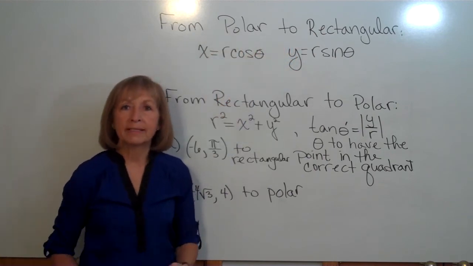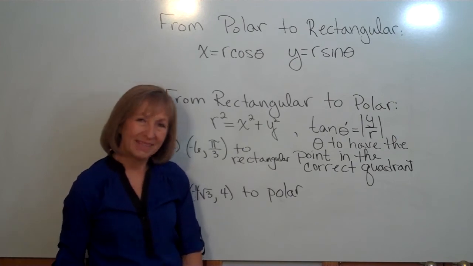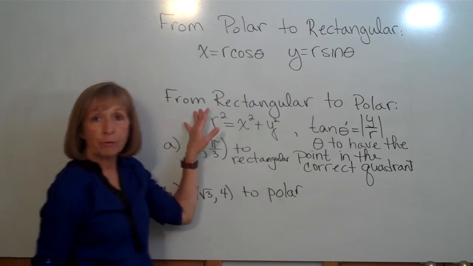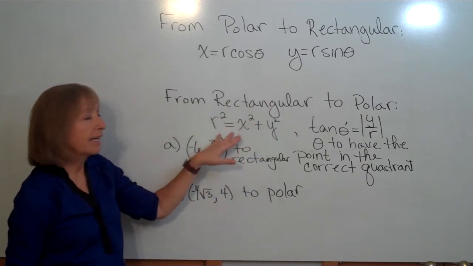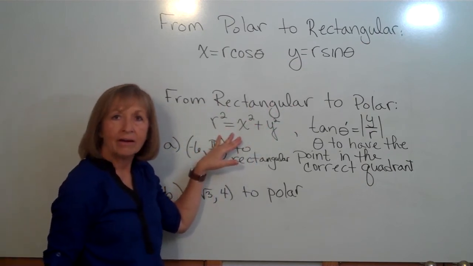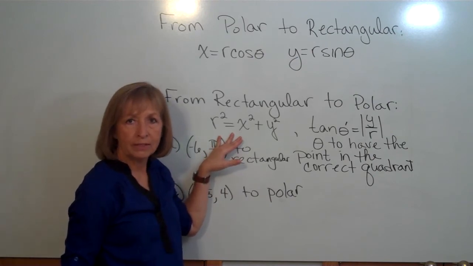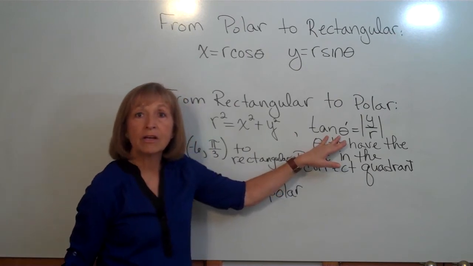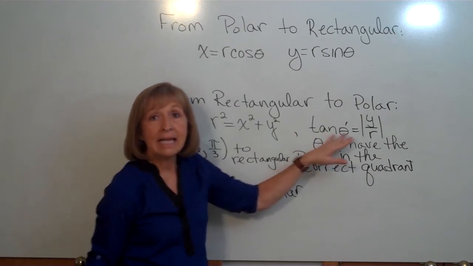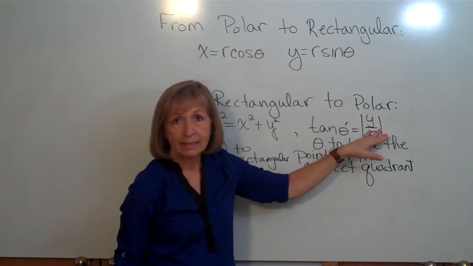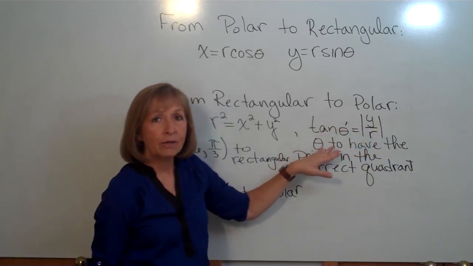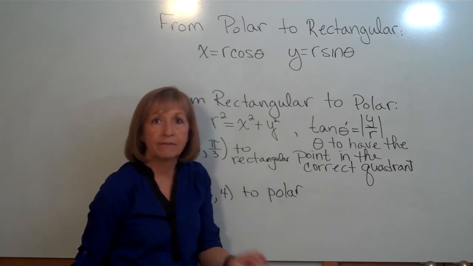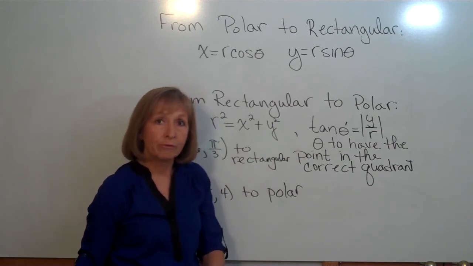Now what about from rectangular to polar? That's a little more involved in terms of the thinking you have to do. When we go from rectangular to polar, we have the connection from the Pythagorean theorem that r squared is equal to x squared plus y squared. And we also have that tangent of theta prime, the tangent of our reference angle, is the absolute value of y over x. But we have to take that reference angle so that we get in the right quadrant for the dot that we're trying to find the polar coordinates for.